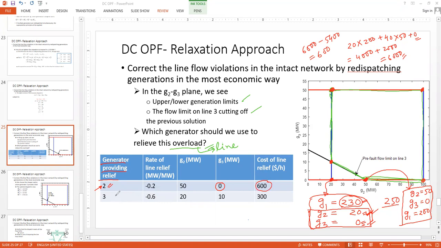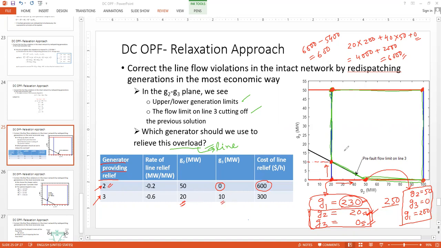Okay. And what does the generator provide? Now, if instead of going in this direction, I go in this direction, I will find this point, another feasible solution. What is the combination here? Here, G2 is 20. So this is the G2 line, still 20. So G3 is 10.